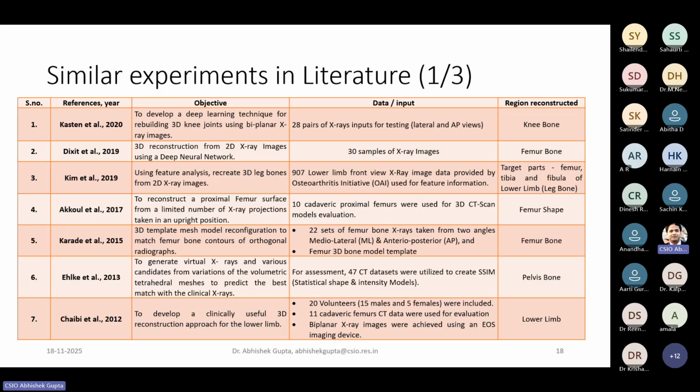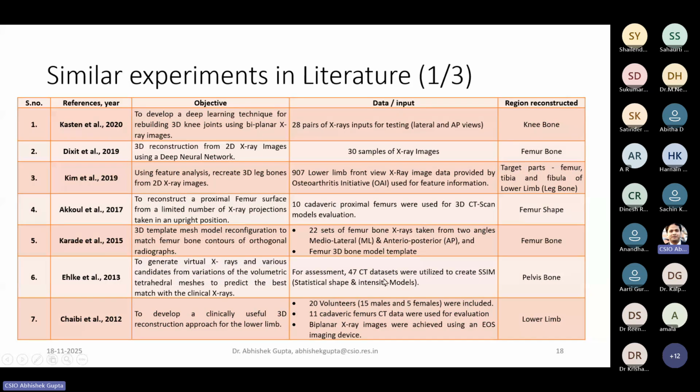Sometimes the researchers have taken only one X-ray, and sometimes two X-rays have been taken, and then they have tried to create the 3D surface image. Right, so here you can see some examples where 28 pairs of X-ray images were taken, 30 samples were taken in the case of femur bone, and for the lower limb also, 907 cases were taken. In this experiment, they have taken 10 samples from the cadaver and many more.